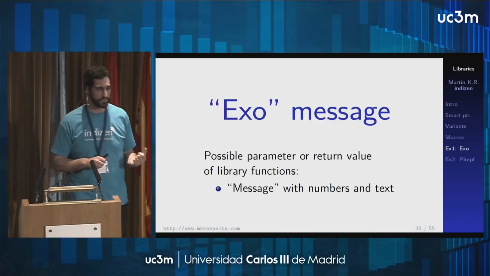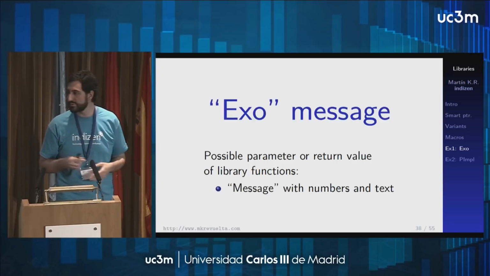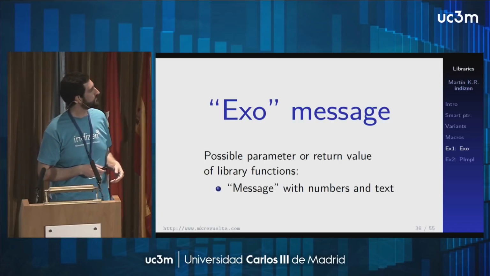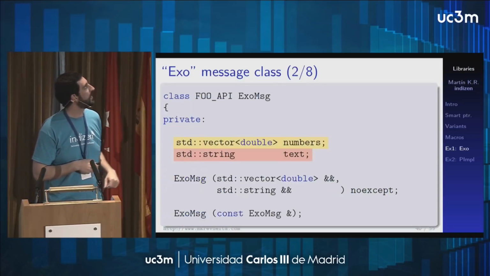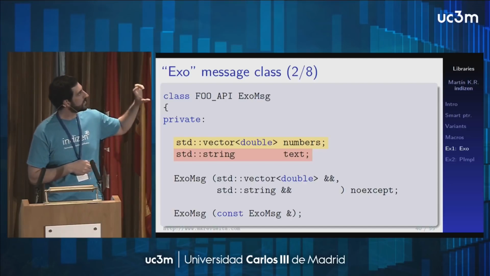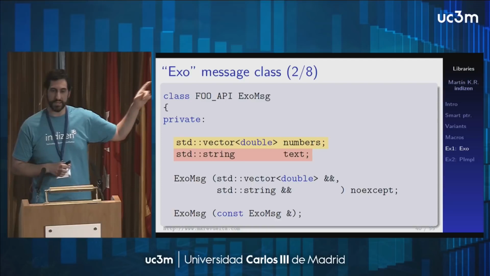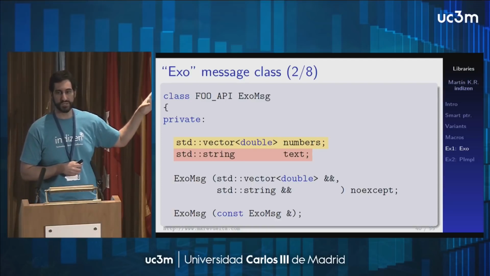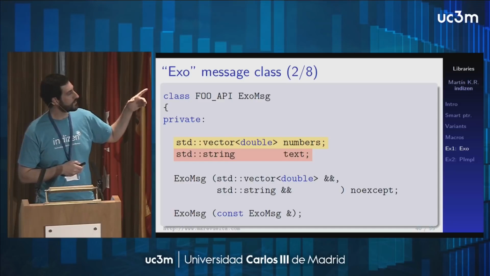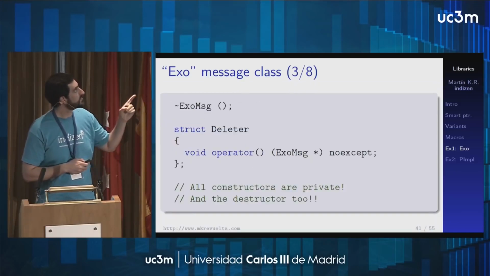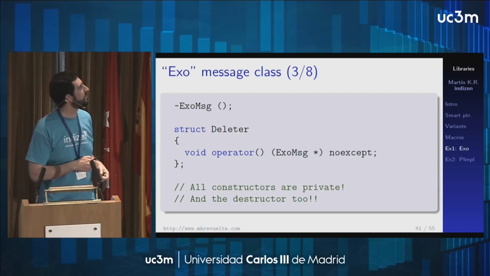Let's see an example. This is my first attempt to create an example class that a library might pass to the client. It would be a message containing numbers and text. I include string, vector, etc., macros, and this is our class. The class would contain the vector and the string as data members, and the client will see this declaration. The client's compiler will believe it knows the internal representation of this object, but it will do no harm because the constructors are private, the destructor is private too, and we have the deleter here. We can put it inside the class, better than outside.